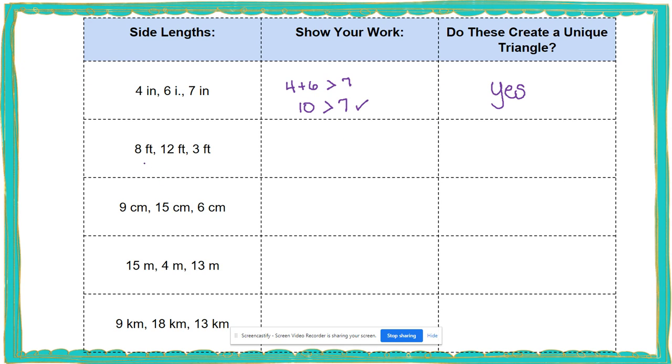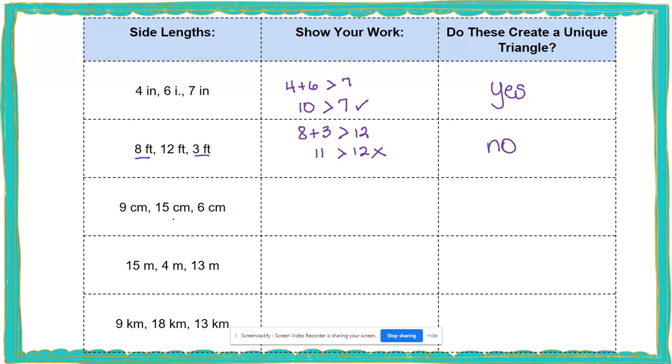Now our next side lengths are 8, 12, and 3. So I'm going to find my two shortest side lengths, which are 8 and 3. I'm going to add 8 plus 3, and they should be greater than my third side length, which is 12. Well, when I add 8 plus 3, I get 11. So is it true that 11 is greater than 12? Well, no, that's not true because I know that 11 is actually smaller than 12. So since that's not greater than 12, these side lengths will not create a triangle.